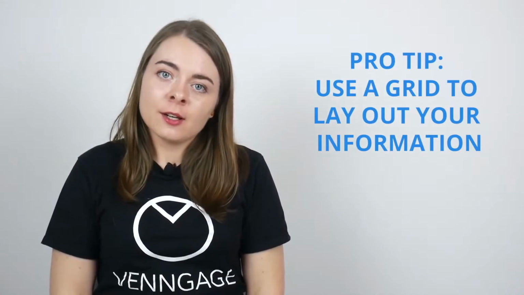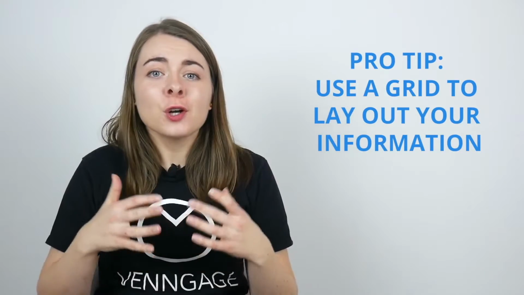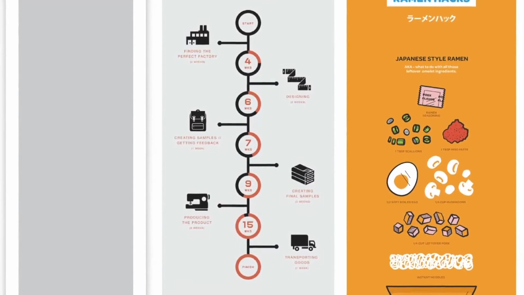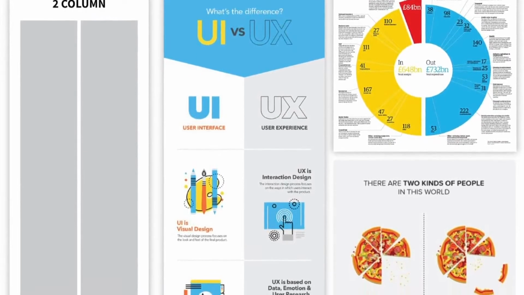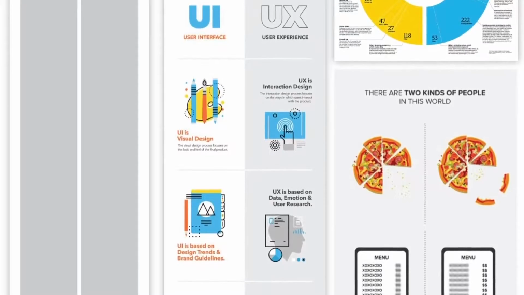The second tip that I recommend is to use a grid to lay out your information. This will just help you keep all of the parts of your infographic organized and aligned. Generally, it's easiest to organize your infographic into columns or squares. Here's some examples. You could use a single column layout to give your infographic a linear flow. Or you could use a 2-column layout to compare information in your infographic.